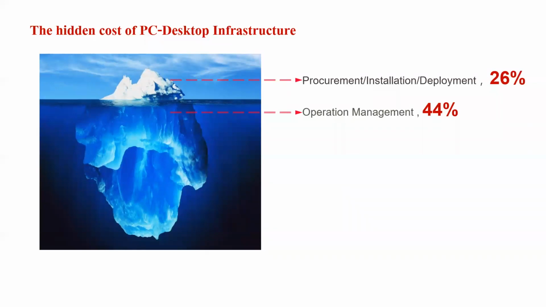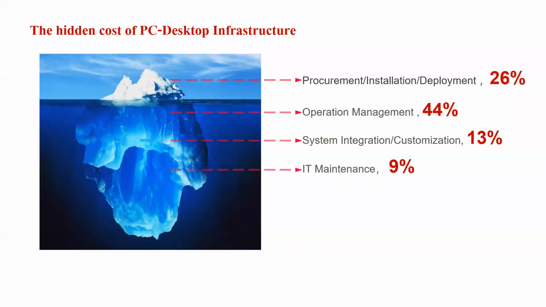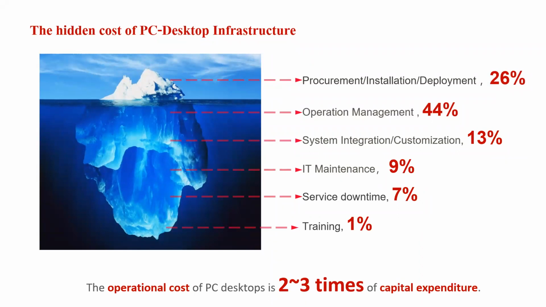The operational cost to manage the PC desktop infrastructure is about 44%. The system integration and customization cost is about 13%, and these are the hidden costs actually. And the IT maintenance cost. As I explained, in the PC desktop infrastructure we don't have hardware redundancy, so the service downtime cost is about 7%. Similarly, there is a need to arrange training for our internal IT team. So the total operational cost of the PC desktop is about 2 to 3 times the capital expenditure cost. Okay.